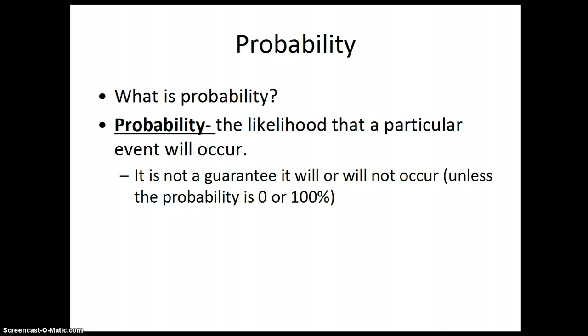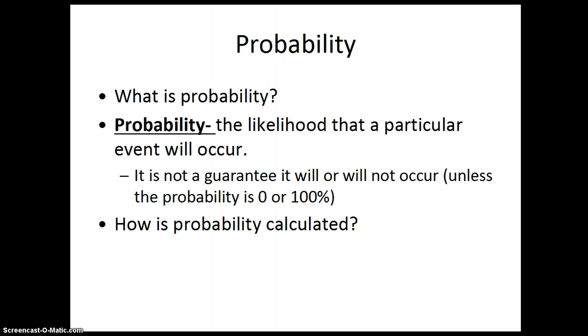Probability is the likelihood that a particular event will occur. It's like the probability of getting hit by lightning or the probability of winning the lottery. It's not a guarantee that something will occur, and it's not a guarantee that it will not occur. The only guarantees with probability is if there's a 0% probability or a 100% probability. So this is just how likely something is to occur.